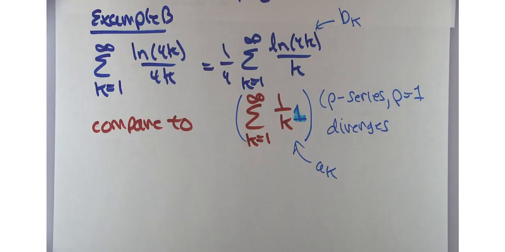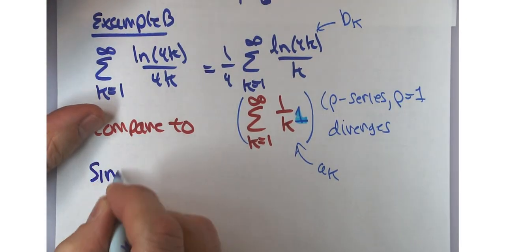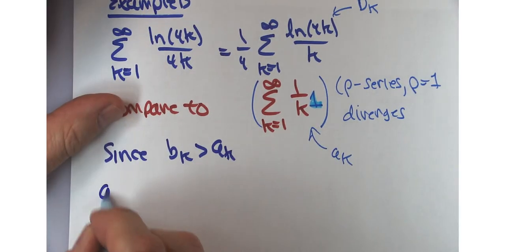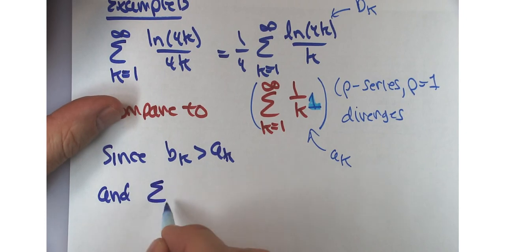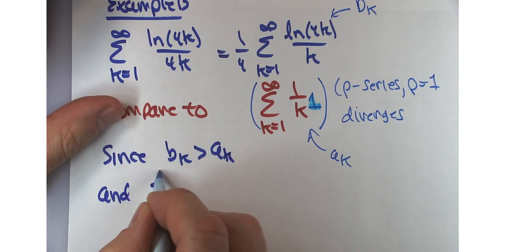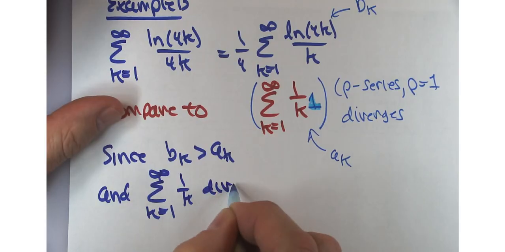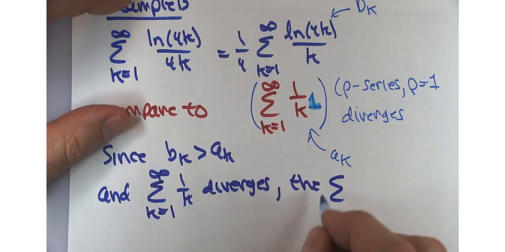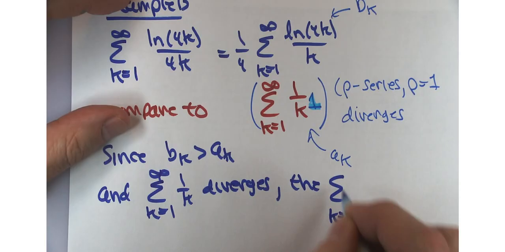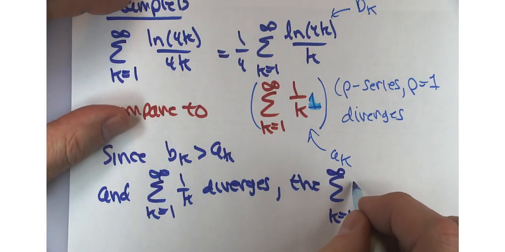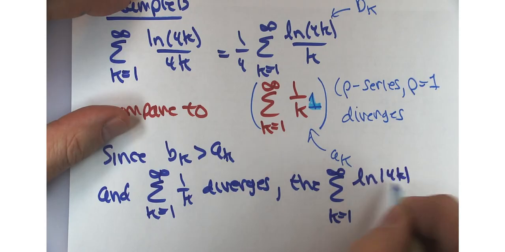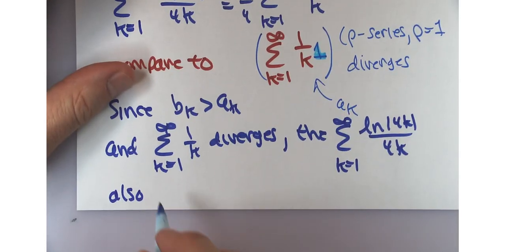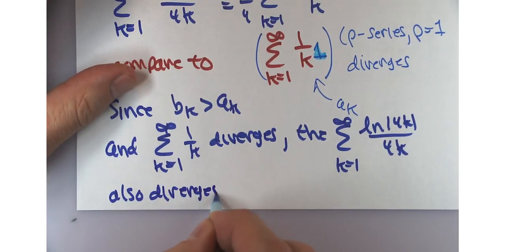So since b sub k is greater than a sub k, and my a sub k diverges, then this series, sum from k equals 1 to infinity of the ln of 4k over 4k, also diverges by the direct comparison test.